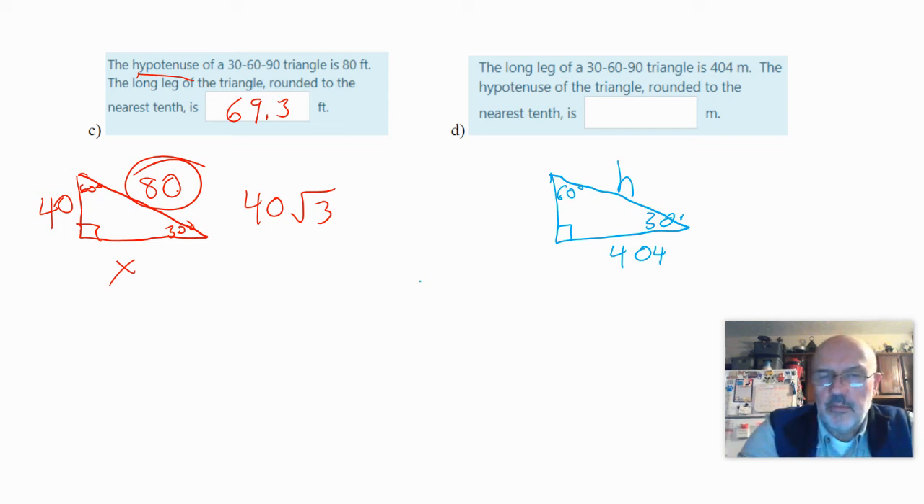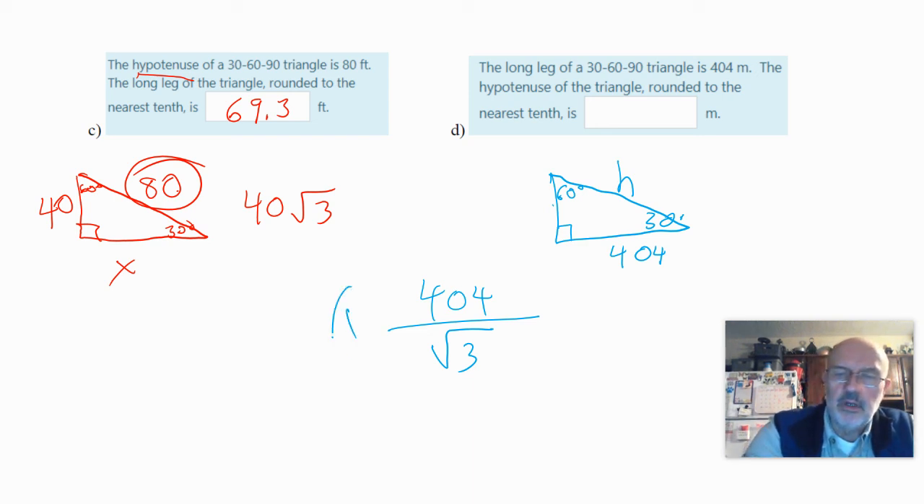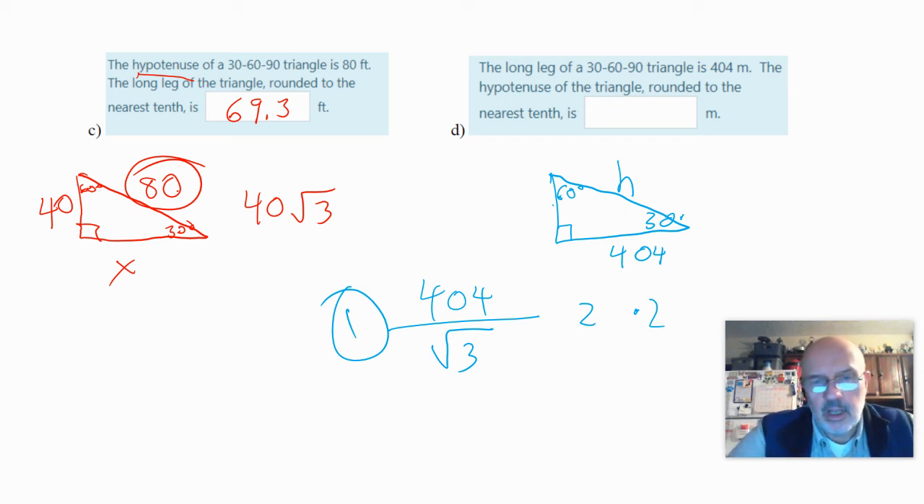So it's 404. Remember, the short leg times the square root of 3 equals the long leg. Now we work backwards from that to get the short leg. So the long leg divided by the square root of 3 equals the short leg, and then we'll take that and multiply by 2. So that'll be the first step, and then the second step will be multiplying by 2. Okay, so let's go to the calculator and do that.